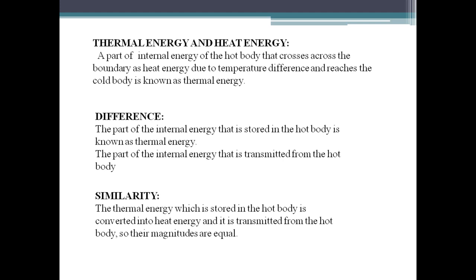Let's see the difference between thermal energy and heat energy. The part of the internal energy that is stored in the hot body is known as thermal energy. The part of the internal energy that is transmitted from the hot body is known as heat energy. So these are the differences between thermal energy and heat energy. Coming to similarities, the thermal energy which is stored in the hot body is converted into heat energy. So their magnitudes are equal, and this is the similarity between them.